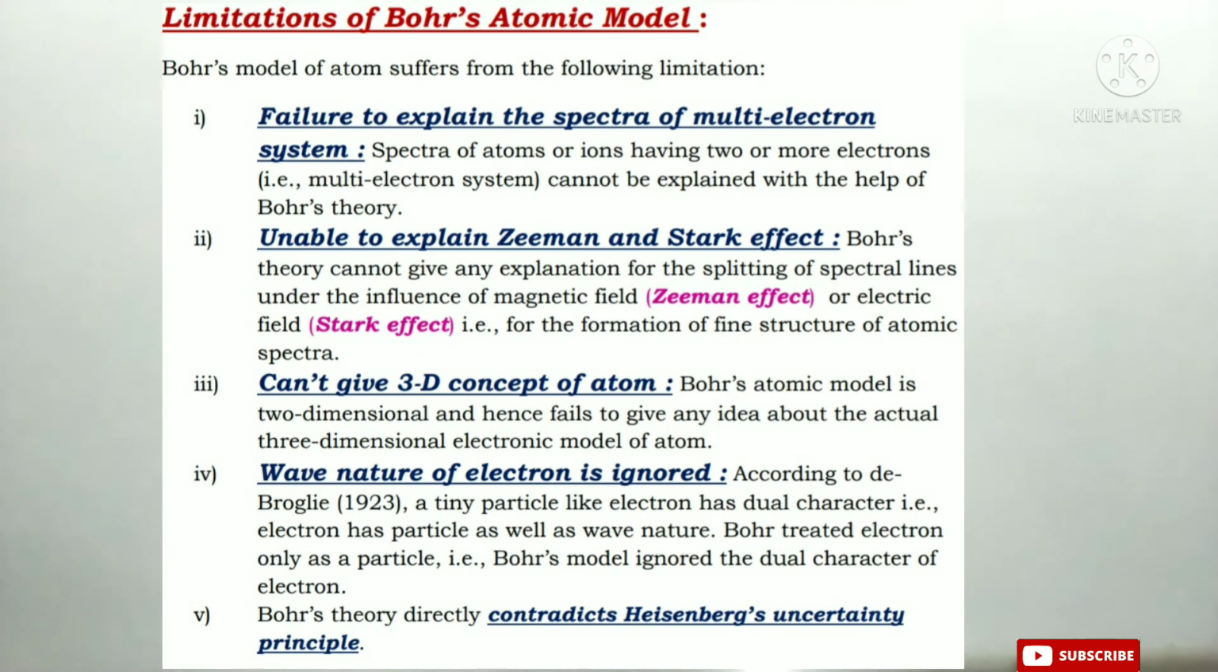Number 4 point, de Broglie actually introduced the concept of dual nature of electron. Electron can have both the particle and the wave nature, but Bohr's atomic model is based on only the particle nature of an electron. It can't give any idea about the wave nature of the electron. And number 5th point, Bohr's atomic model directly contradicts Heisenberg's uncertainty principle. In the next video, we will discuss these two very important theories, that are de Broglie hypothesis and Heisenberg's uncertainty principle.